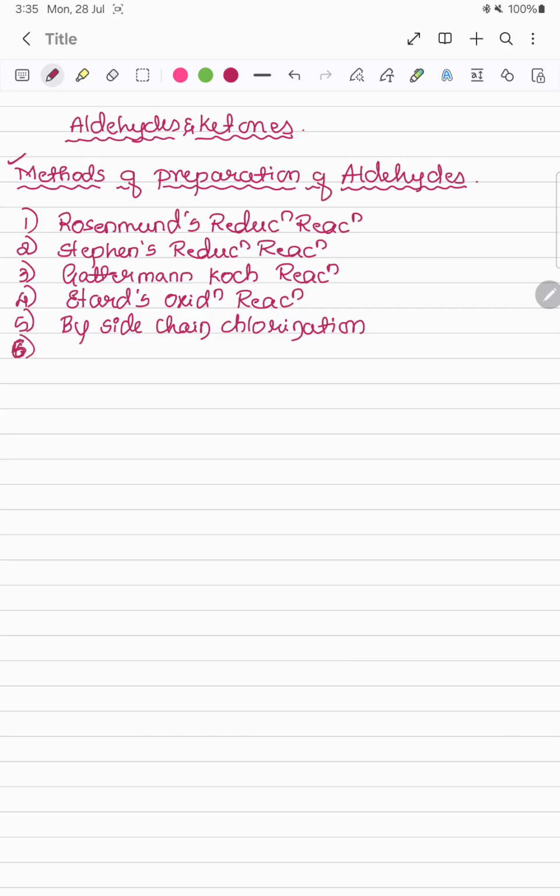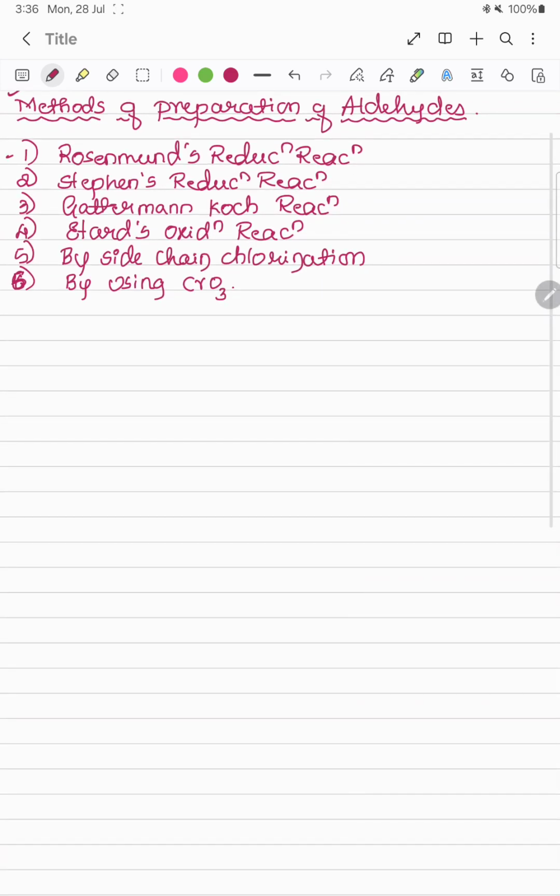The sixth one, you can prepare it by using CrO3, that is chromic oxide. So these are the various six methods of preparation of aldehydes, specifically in concerned way. So let us go with the discussion one by one. First we are taking Rosenmund's reduction reaction.